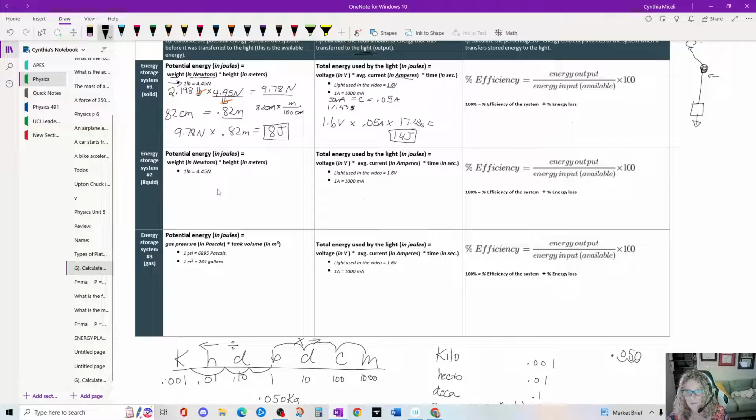And then all this last box is saying how efficient was that? And efficiency is just your output divided by your input, times 100. So this is your output, this is your input. So we just are going to divide these two numbers. 1.4 divided by 8 times 100 to get the percent. And that gives you about 17.5% efficiency.